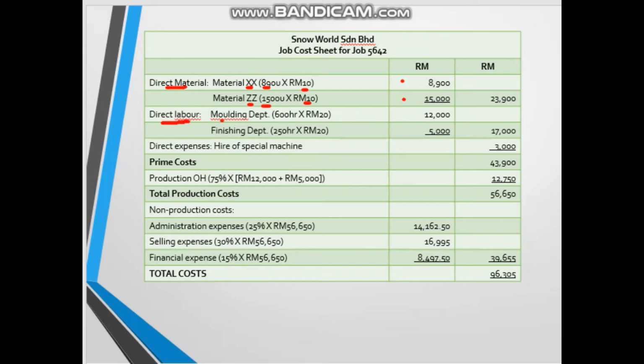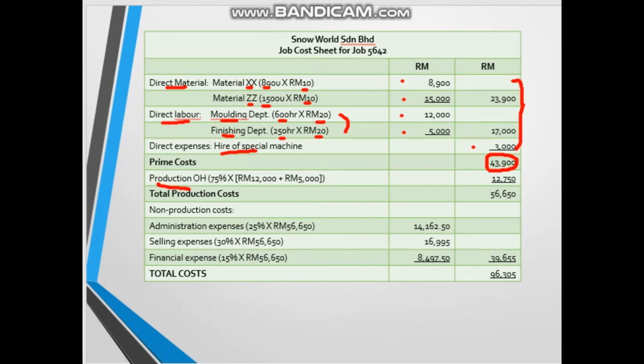What about the direct labor? We have two departments just now, molding and finishing. So 600 hours and 250 hours, and we start with the rate. In this example also, the rate is the same. But if the question uses a different rate, then we have to change the rate. So it depends on the question. And then direct expenses, in this question it could be hire of special machine. Some other examples of direct expenses are royalties and so on. So this one is 3,000. We add up direct material, direct labor, and direct expenses to give us the prime cost of 43,900. And then we are going to calculate the overhead.